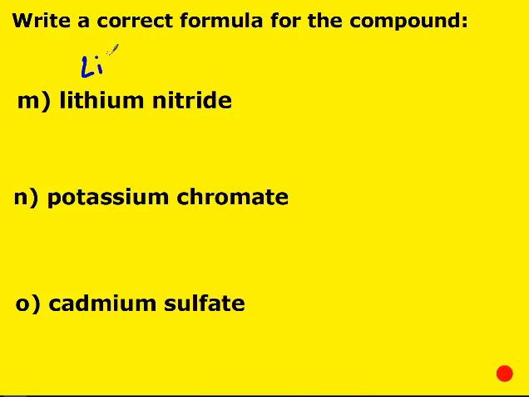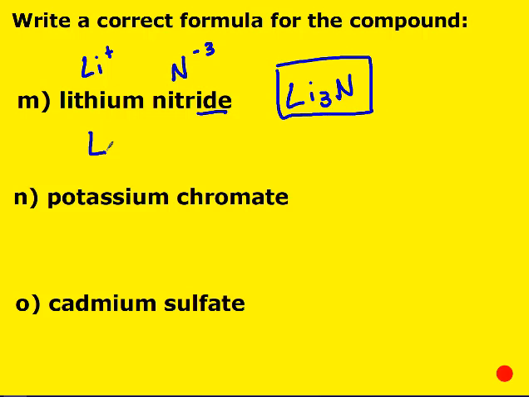So lithium is Li with a +1. Nitride is nitrogen with a -3 charge. So we need 3 lithium to cancel out 1 nitrogen. Or again, if I'm crossing, that 3 goes here, that 1 goes here, and I do not write that. Remember, when crossing, you should not have any charges because the bottom tells me how many, the top is the charges.